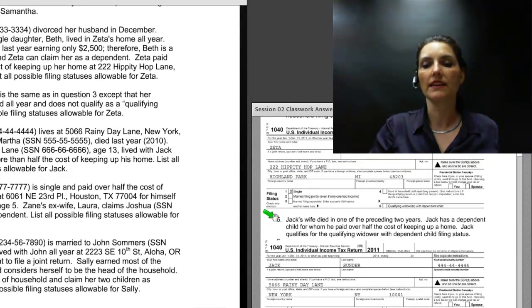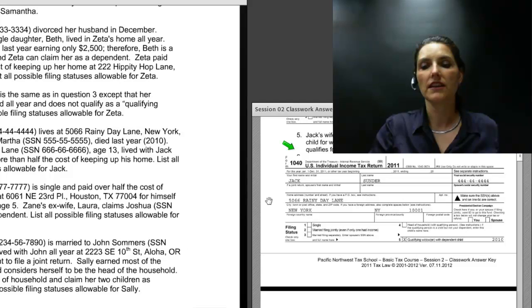Jack's wife died in one of the preceding 2 years, and Jack has a dependent child for whom he paid more than half the cost of keeping up a home. Jack therefore qualifies to use the qualifying widow filing status, and that is the status he will select. Jack Sunder lives in New York, and he will check box number 5 for qualifying widow or widower with dependent child, and next to that he enters the year of death of his spouse.